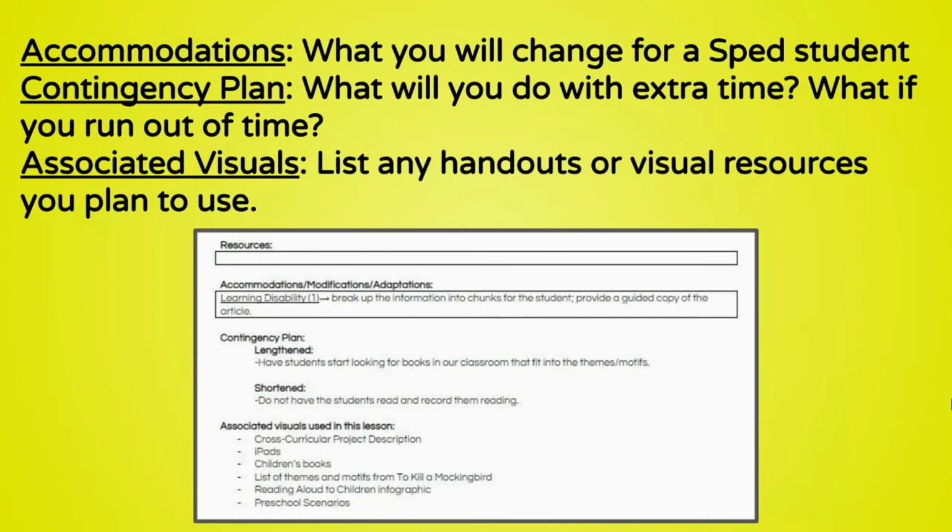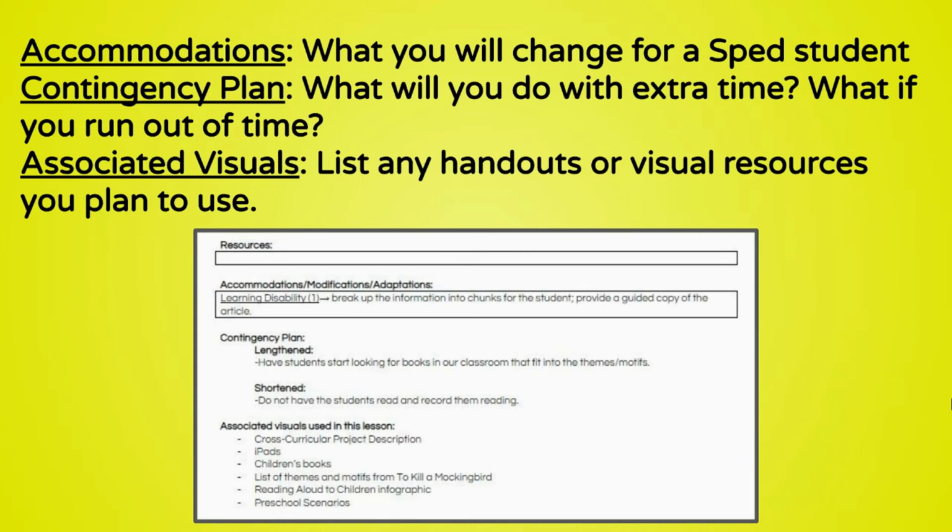All right, here's some more fun new stuff. So resources, I don't have anything in that bin because I wasn't using anything off of the internet for this lesson. However, if I was using a YouTube video or showing a short clip from somewhere else, all you have to do is copy and paste the link into that. So that's super easy. Accommodations.